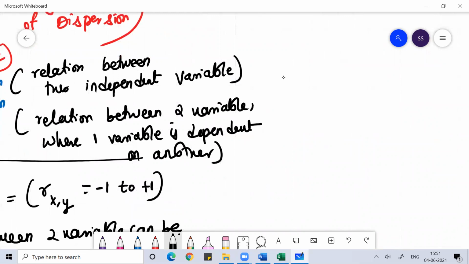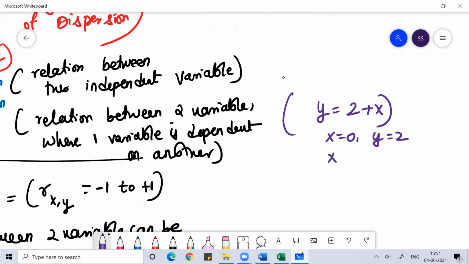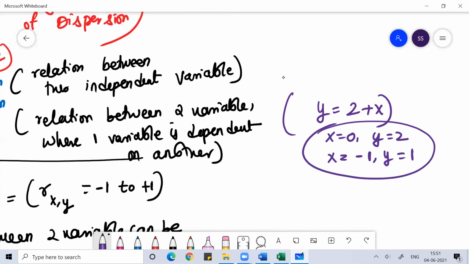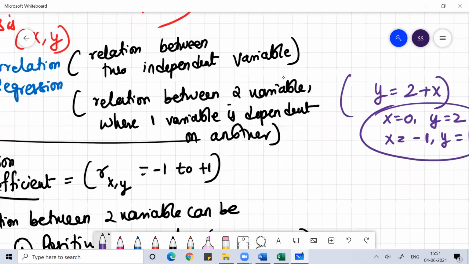Suppose you write y is equal to 2 plus x. Here I can put any value of x, and I'll get the value of y. So x is the independent variable and y is the dependent variable, because whatever value of x you put, on that basis you find the value of y. So y is the dependent variable here. I hope you understand.